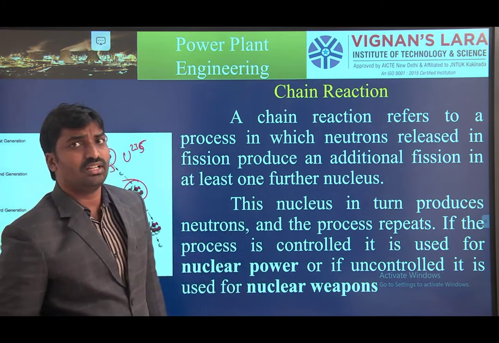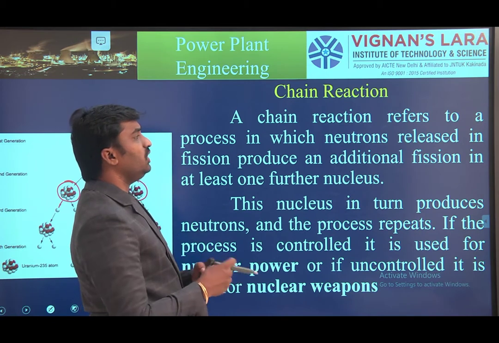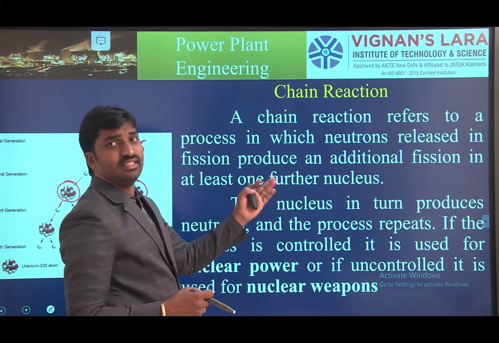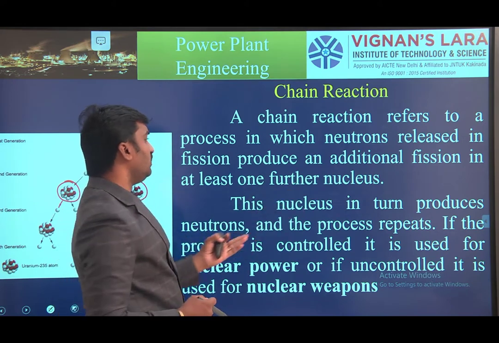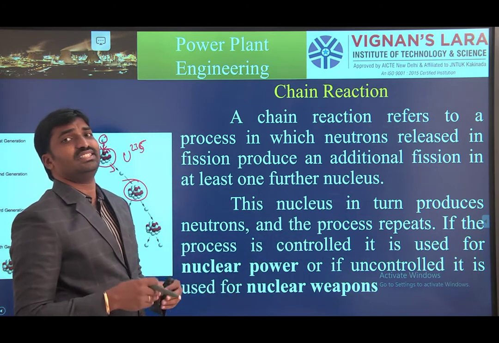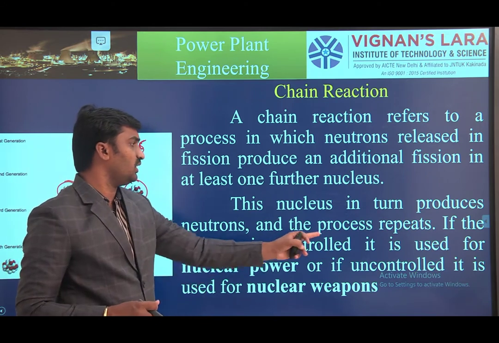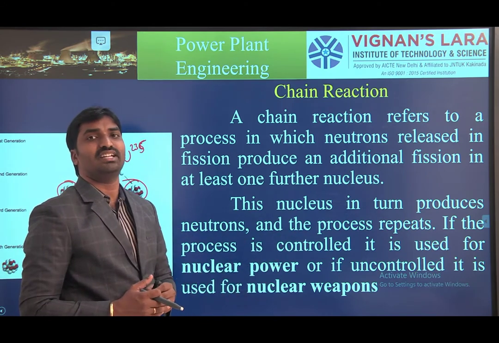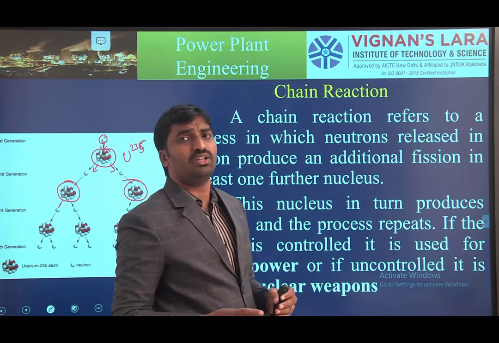So that is known as a chain cycle actually. And this continuous fission process releases a large amount of heat energy. And this nucleus in turn produces neutrons and the process repeats. If the process is controlled, it is used for nuclear power generation. Otherwise, it doesn't stop and the heat release rate is not limited.